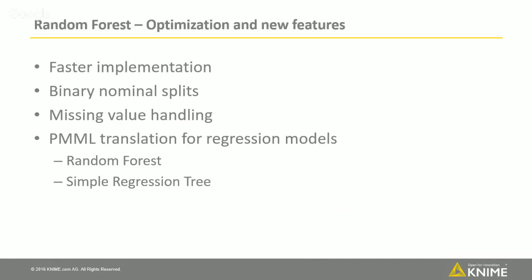We implemented the whole algorithm in a faster way, which should allow you to learn random forests on larger data. We also support binary nominal splits now. And up until now, you could only do multi-way nominal splits, but binary nominal splits are often considered to be better because they allow for more interaction between your features.